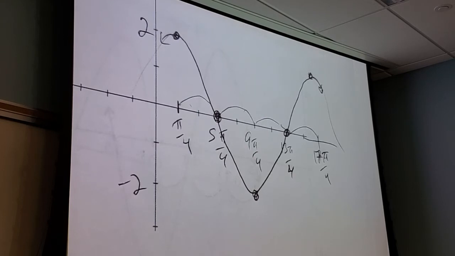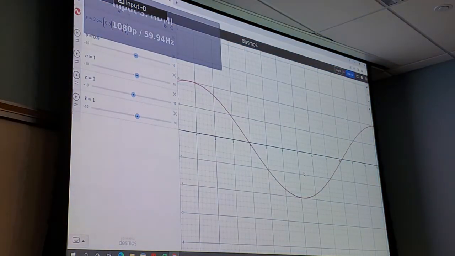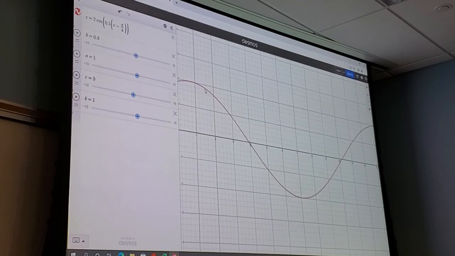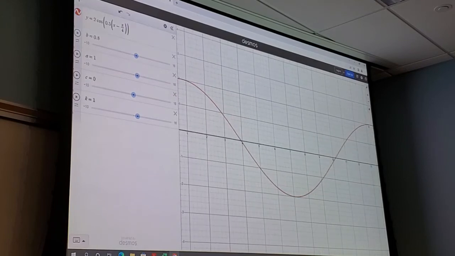So let me show you this. I did it in Desmos just to check. That's what I get in Desmos. So see, this point here is pi over 4, 2. And then this point is 5 pi over 4, 0. Then 9 pi over 4, 13 pi over 4, and then finally 17 pi over 4. So I can check my work.